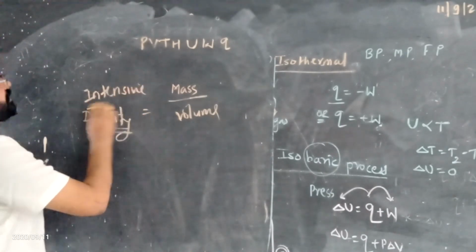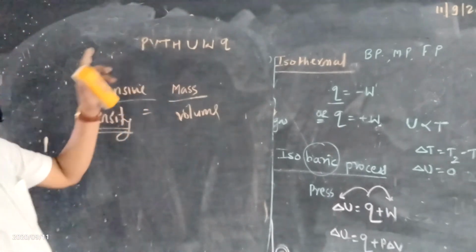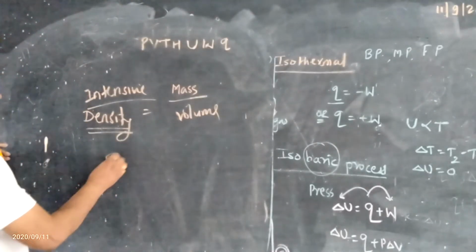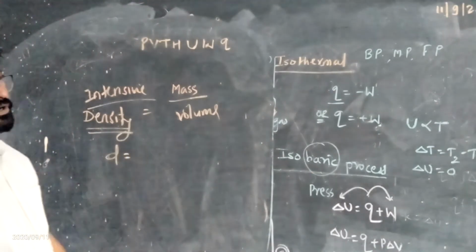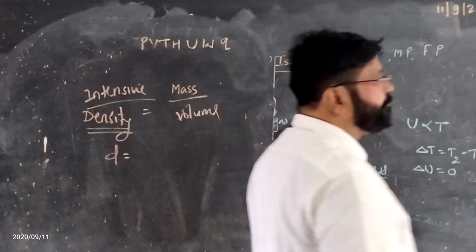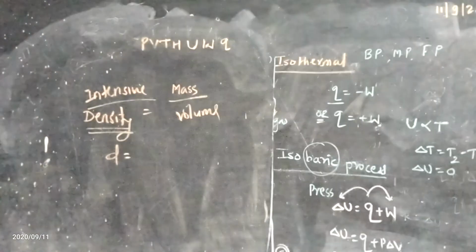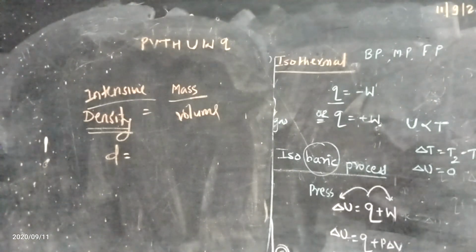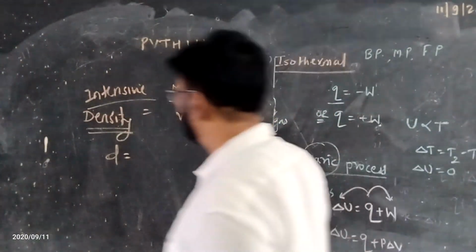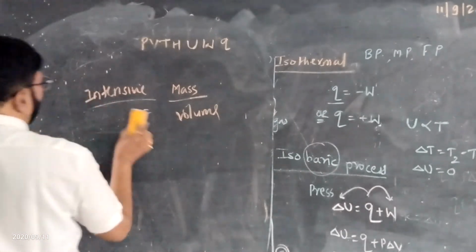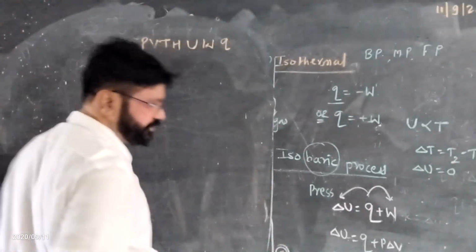It is denoted by the letter d, small d, density. Now look toward the number of moles. Number of moles is only one term, it depends upon mass, but a division sign is used.